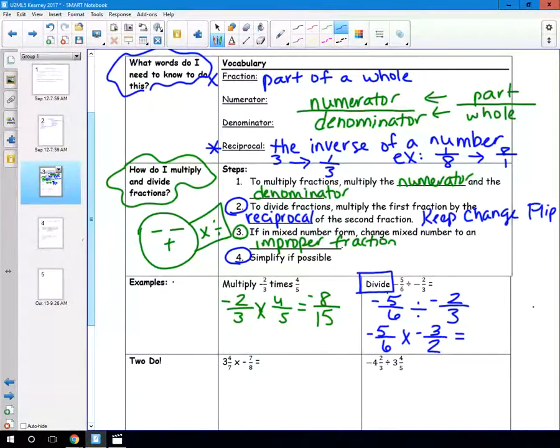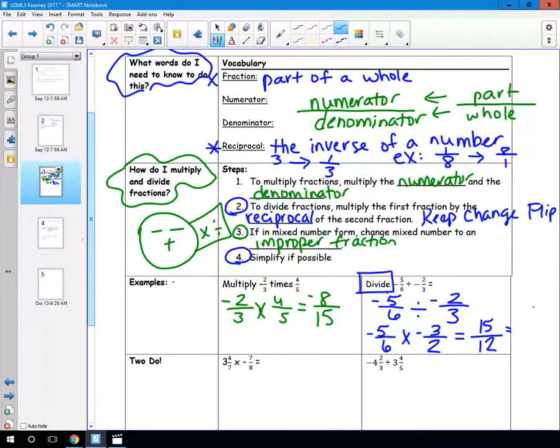So we multiply the numerator straight across. 5 times 3 is 15. 6 times 2 is 12. And then, how do we know if our answer is positive or negative? Since we're multiplying, have no fear, integer man is here. So we have a negative times a negative, and a negative times a negative is a positive.